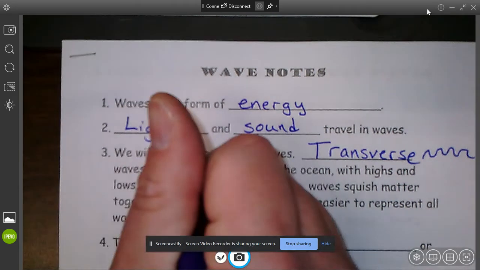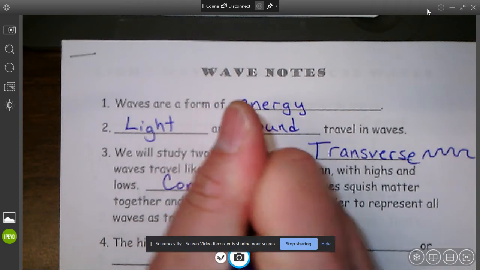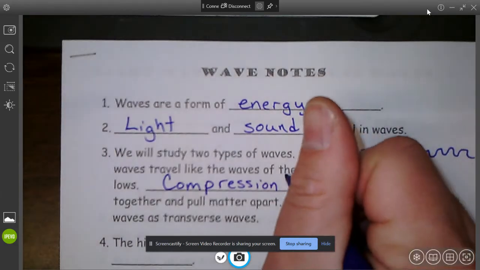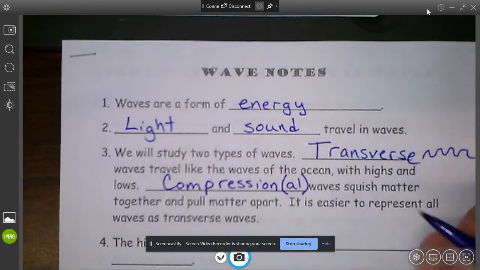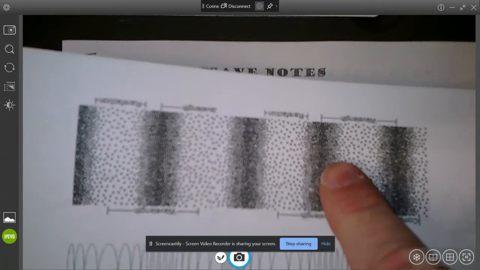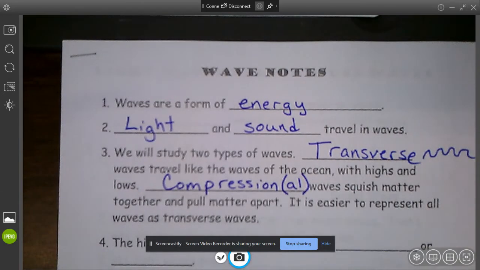The other type of wave is called a compression wave or a compressional wave. So I'm going to write the word compression, and then in parentheses, I'm going to put an AL because it can either be pronounced a compression wave or it can be a compressional wave. And when we talk about a compressional wave, it's going to look like a slinky, or it's going to look like a lot of dots where there are parts that are pushed together or pulled apart. So it's going to look like this. It can look like particles that are pushed together and pulled apart, or like a slinky that's pushed together and pulled apart. We call that a compression wave.